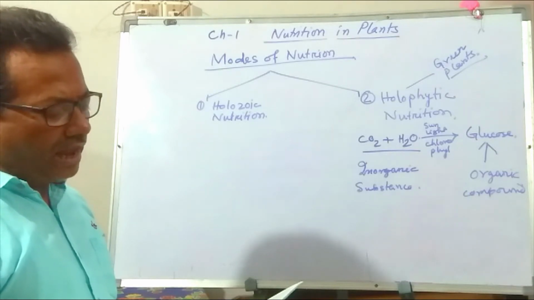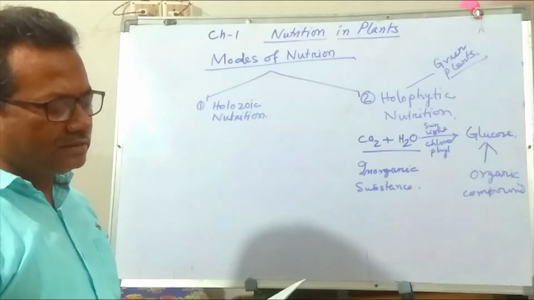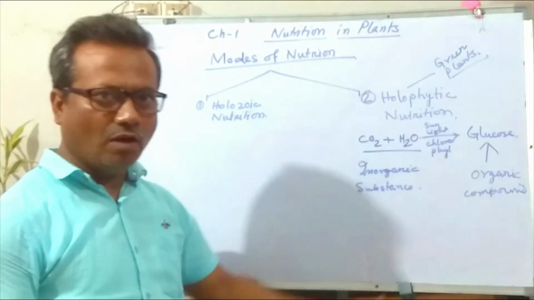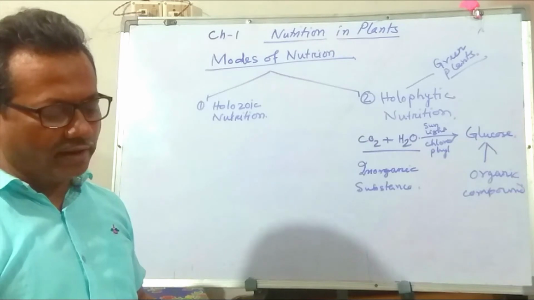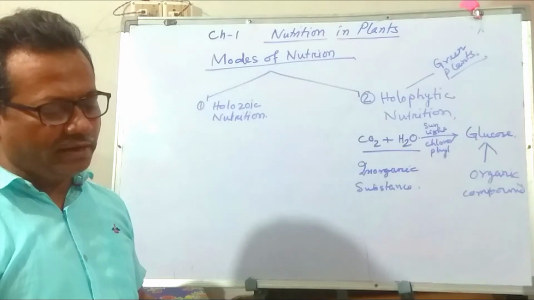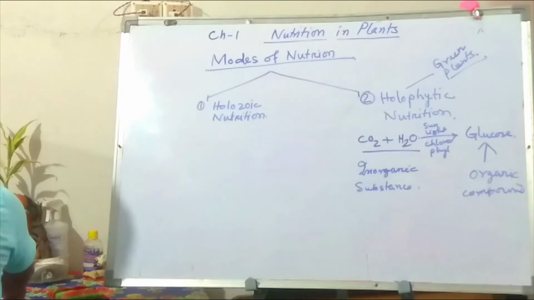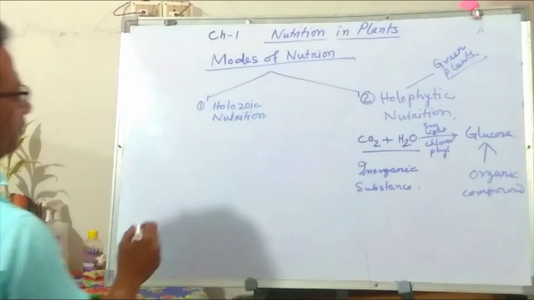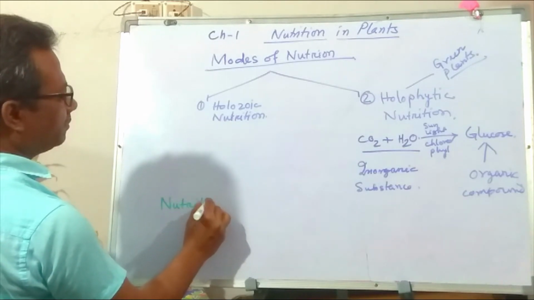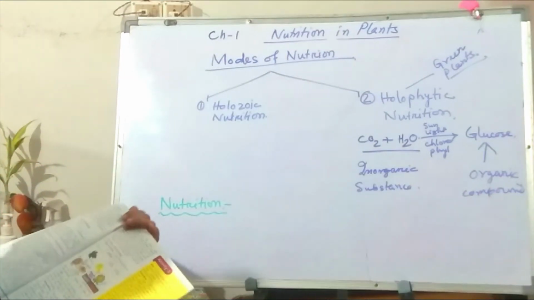Holozoic animals have a fully developed alimentary canal, which performs the above-stated functions, as I discussed already. From the mouth to the anal pore, the whole thing is called the alimentary canal. All the processes through which food is obtained and used are collectively termed as nutrition. So, you write down the definition of nutrition. And it is very important to understand what is called nutrition.